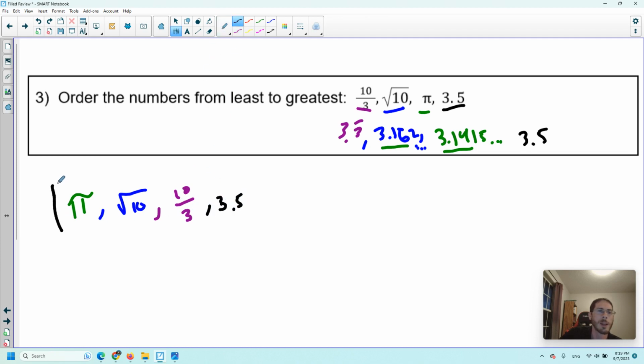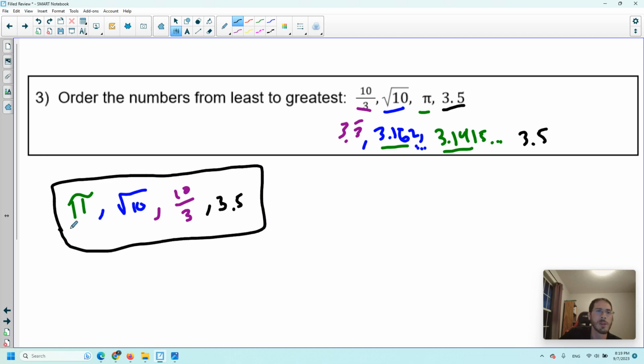Again, I have to report my answer the same way that it was given to me. So I couldn't write the decimals and just claim that that's the answer. I do need to actually put the numbers in order from least to greatest. So that's what we got. So there we go. Nice.